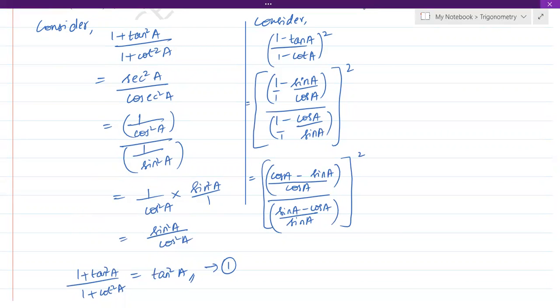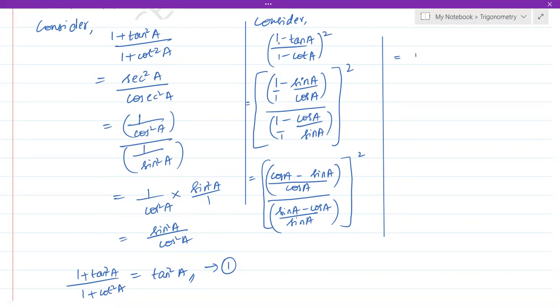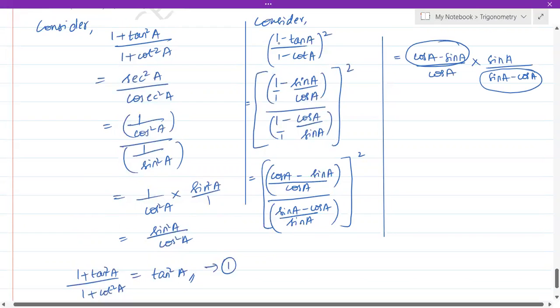Let me continue here. In the next step, it becomes, let's reciprocal it. Cos a minus sin a divided by cos a. The denominator, if you reciprocal it, will become sin a by sin a minus cos a. Now, if you observe, this numerator and this denominator actually are the same, isn't it? But the only thing is they are reversed. In the numerator, it is cos a minus sin a, but here it is sin a minus cos a.